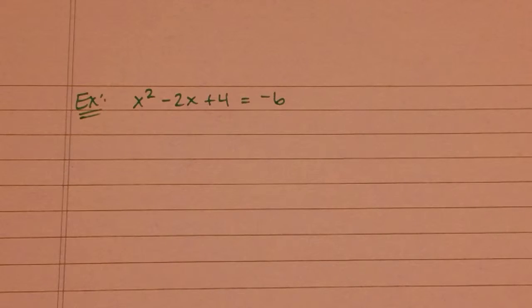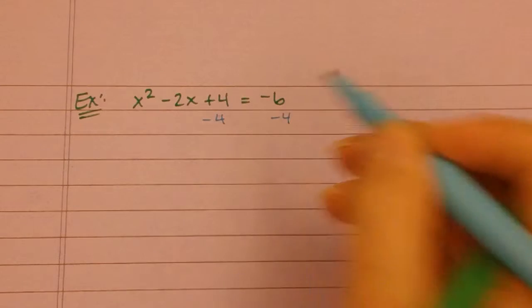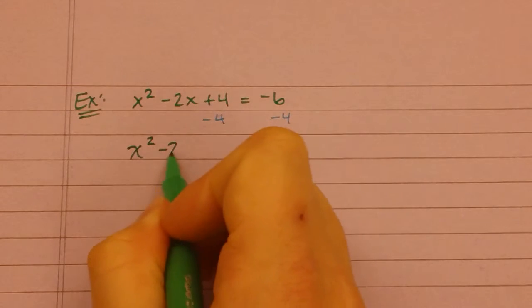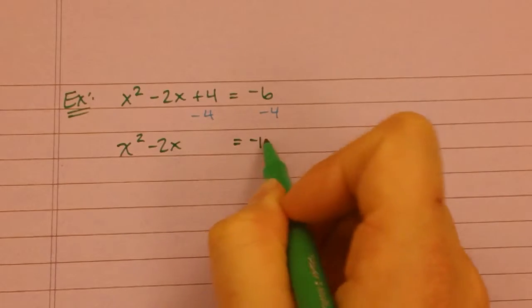The first step when we're solving by completing the square is to get all your variable terms on one side and your constant terms on the other. So in order to do that in this problem, I will need to subtract 4 from both sides. So I have x squared minus 2x. Remember, I'm going to leave a gap there, equals negative 10.